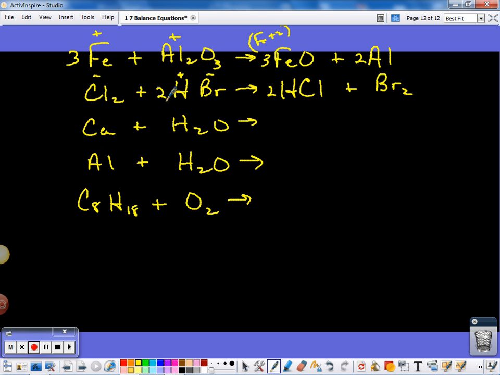All right, the next one. It's a single replacement reaction. It has water in it, so I stop and think. Is calcium one of those very active metals? So I'm going to have a very active metal replace one hydrogen. CaOH. Ca is a +2. OH is a -1. Plus H2. So I'll have to have a 2 there now.